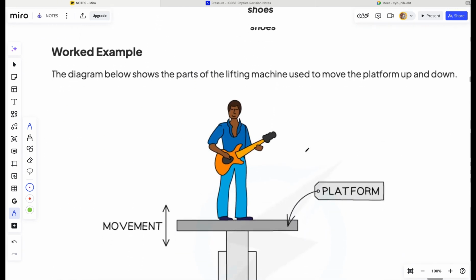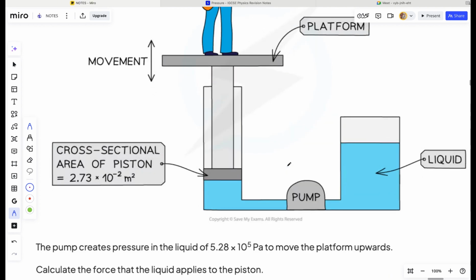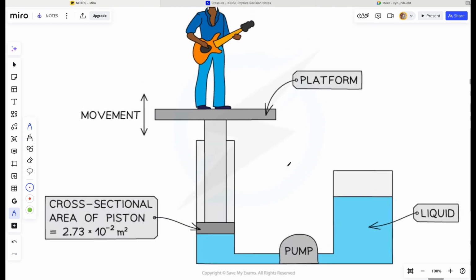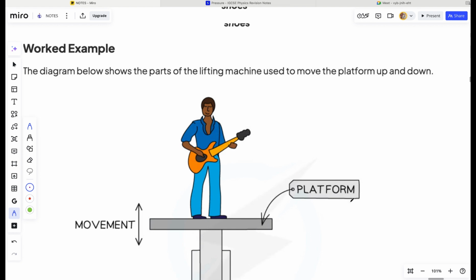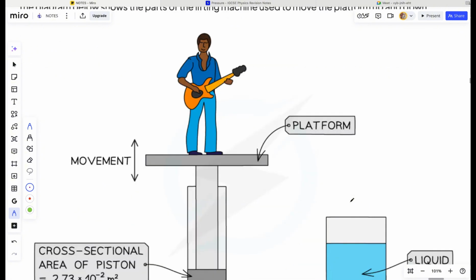Let's take a look at this example. The diagram below shows part of the lift machine used to move the platform up or down. You can see this is a hydraulic system. This is used in a hydraulic system. Is that okay?